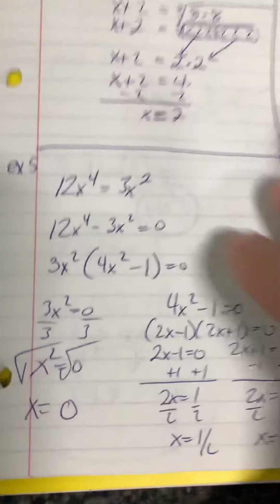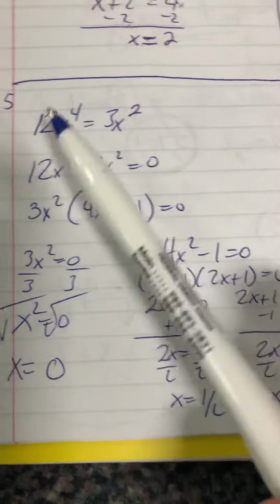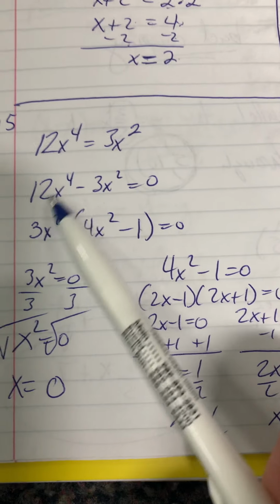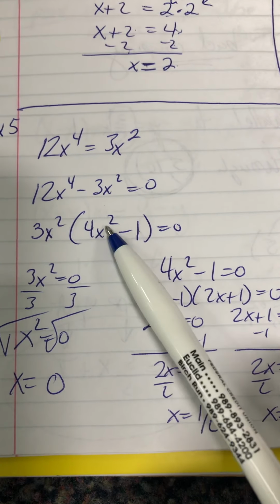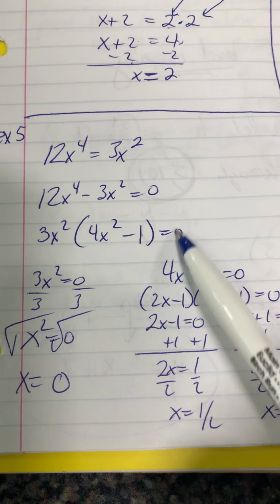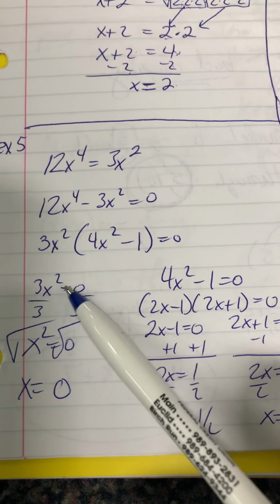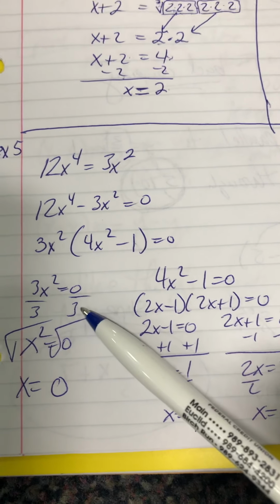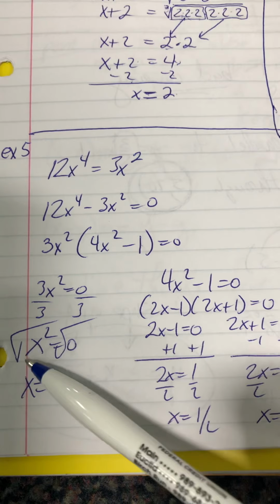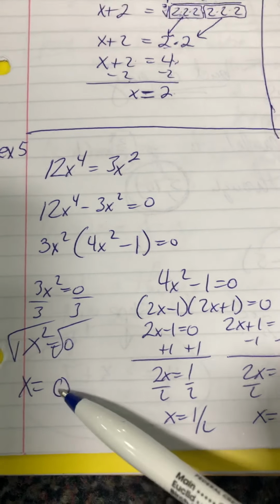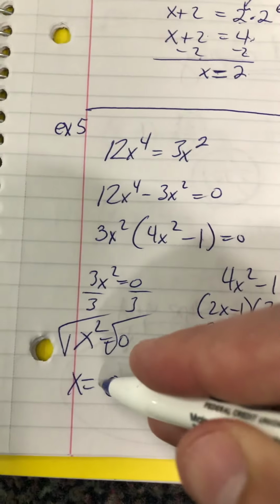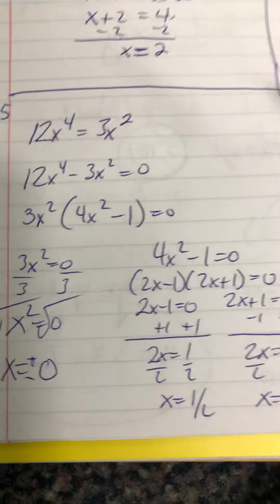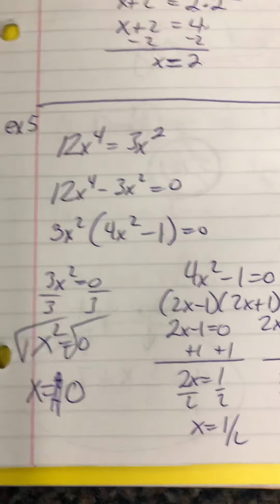All right, another example, using the same process as before. So suppose we have 12x to the 4th equals 3x squared. We'll factor out a 3x squared, and then we're left with 4x squared minus 1 equals 0. Zero product property, so 3x squared equals 0, and 4x squared minus 1 equals 0. Divide by 3, you get x squared equals 0. Apply the square root, and you get x equals 0. Now, I could write plus or minus 0, but 0 is just 0. It's a signless number, so this is unnecessary.